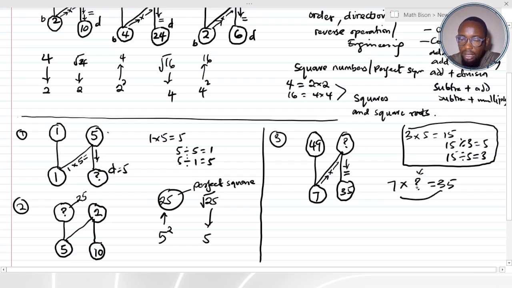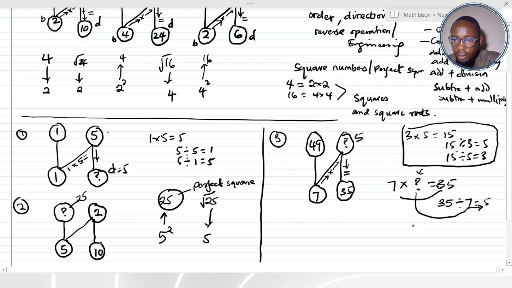So remember what I said about reverse engineering or reverse operation. Here is multiplication, but if you're coming back trying to get anything that was part of the product, then you should be doing what? The reverse, which is division. 35 divided by 7 will give us 5. So it means that this question mark is the 5 we are looking for. So that is what is missing here.